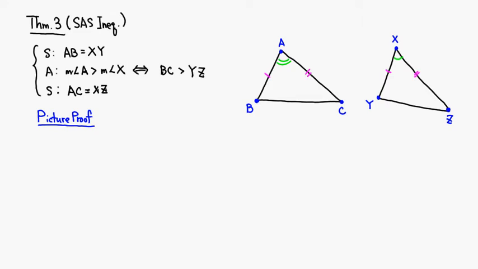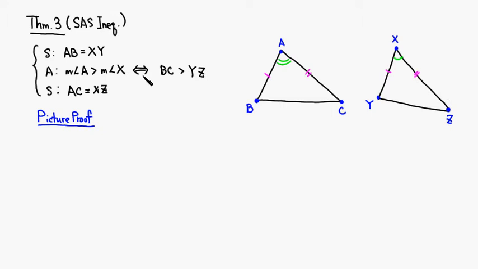All right, let's look at Theorem 3, the side angle side inequality. Assume that AB is equal to XY, so side AB is the same length as side XY, and assume that angle A is bigger than angle X. And also assume that AC is equal to XZ.